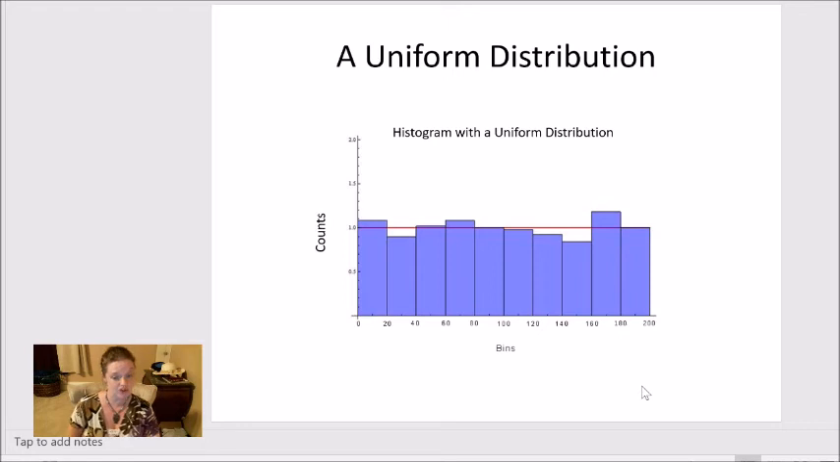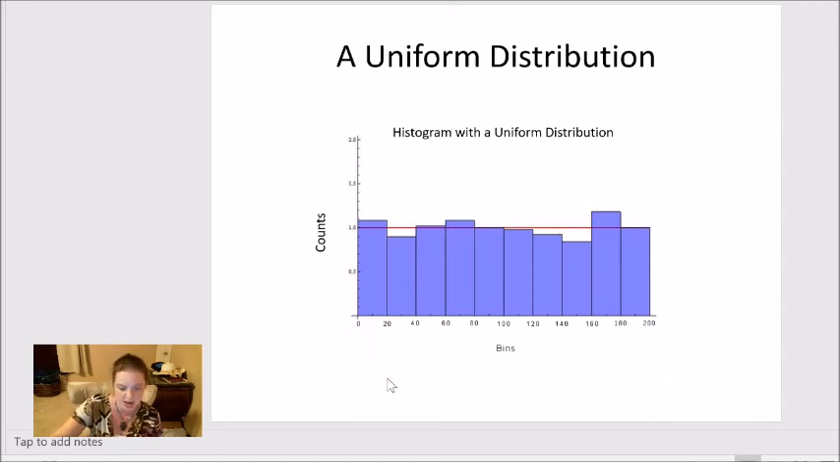Here is a uniform distribution, roughly uniform. It's not perfect because real data does not look like perfect pictures. But a uniform distribution is where all of the particular outcomes are equally likely. And I have not only the histogram here, where I have the counts or frequencies along the y-axis, but I also have what would be essentially the density plot on top of it, which would just be a rectangle.